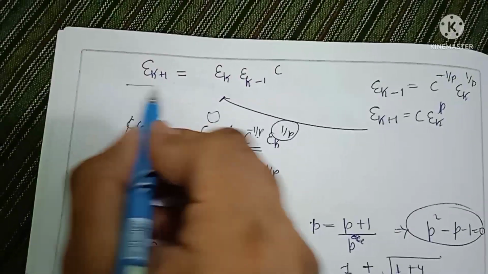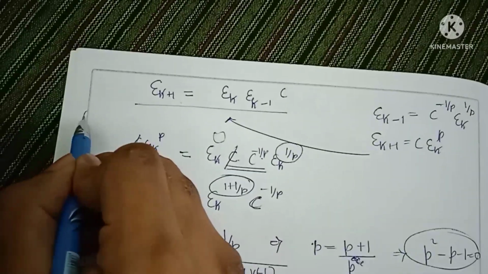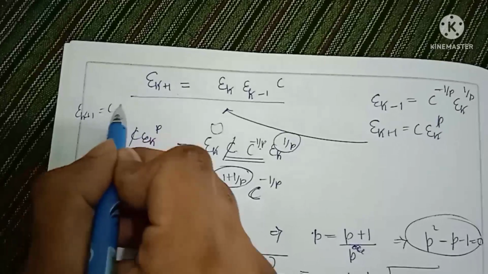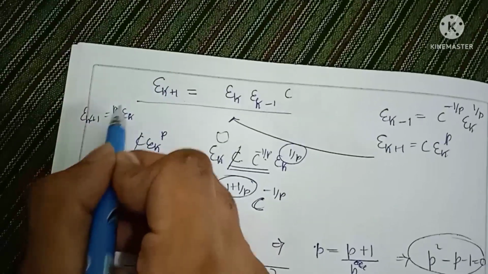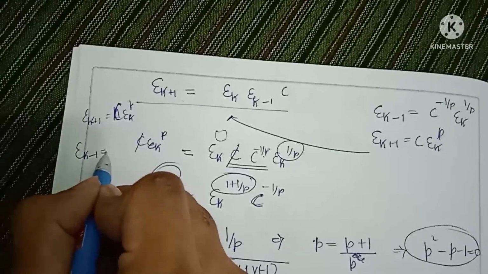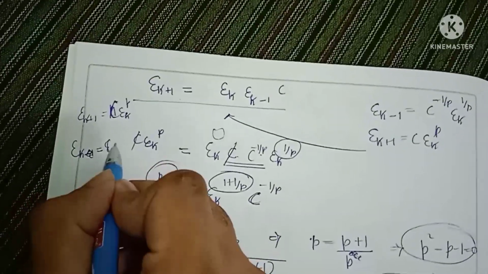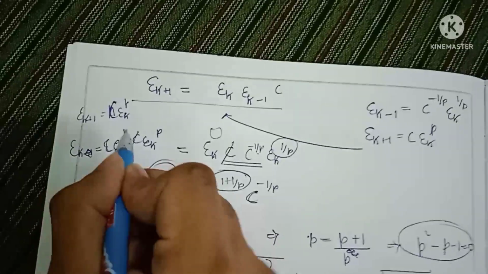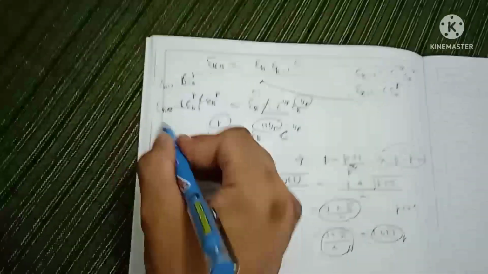And simply after coming here we have to put e_(k+1) is equal to c times e_k to the power p, and e_k is equal to c times e_(k-1) to the power p. Simple, put the substitutions and you would get the answer.